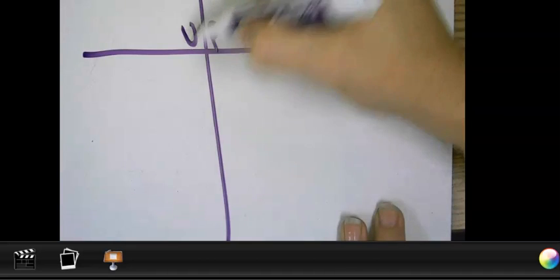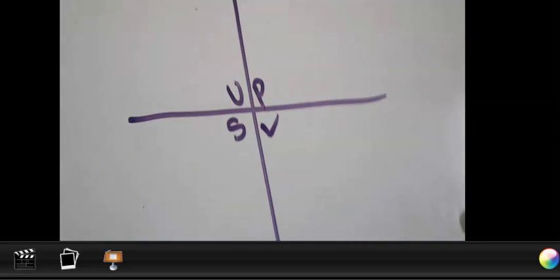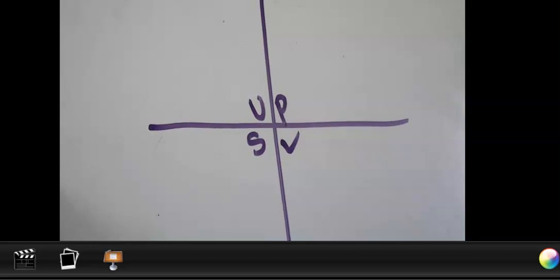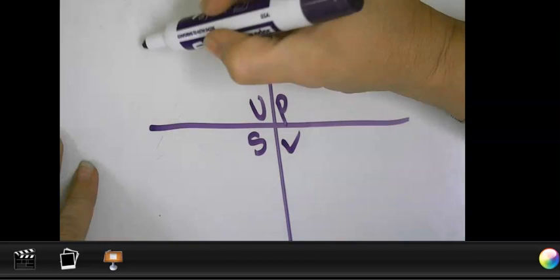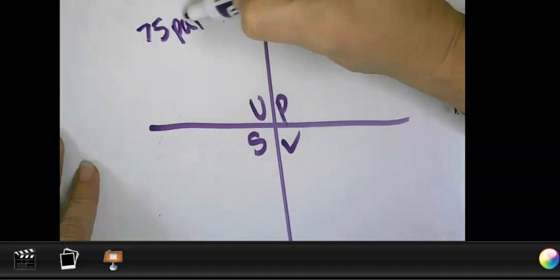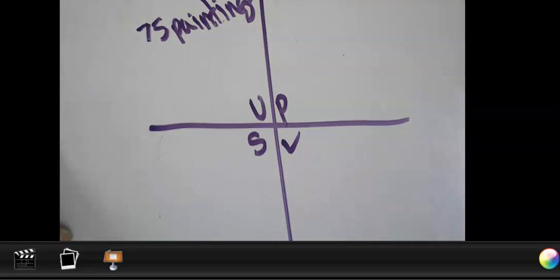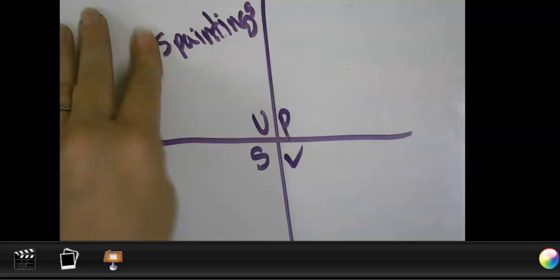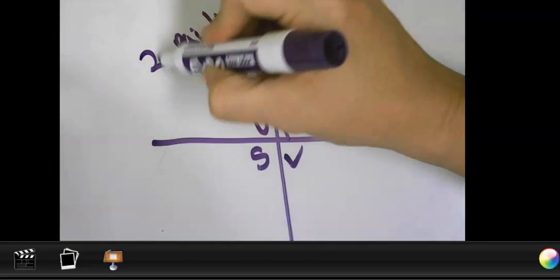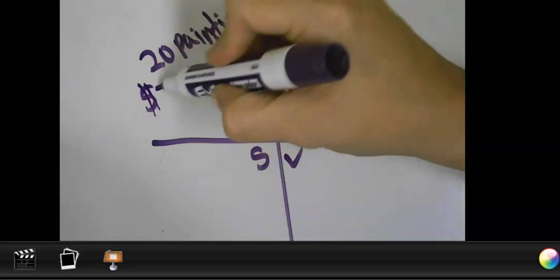UPS check. If I'm writing it, you're writing it. So we said that we know that she's making paintings and that she's going to sell... Nope. She's going to sell how many paintings? Right, she's going to sell 20 paintings. How much do they cost? Right, $75 each. Good job.